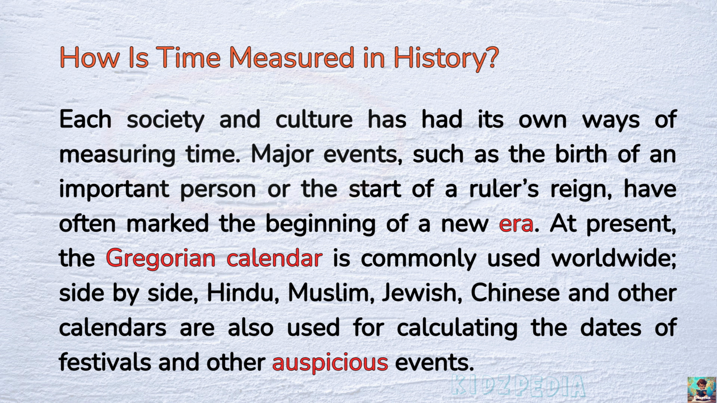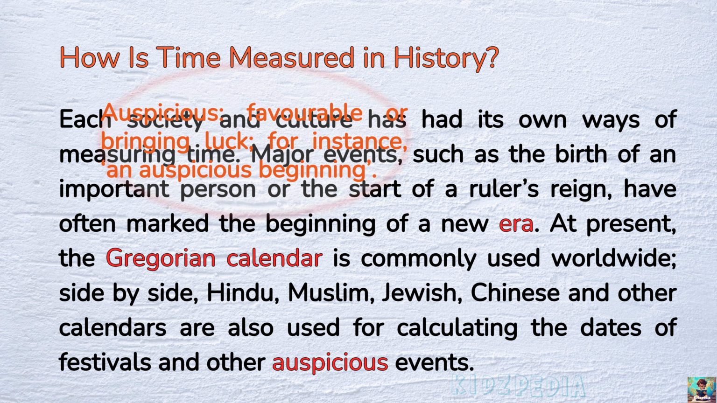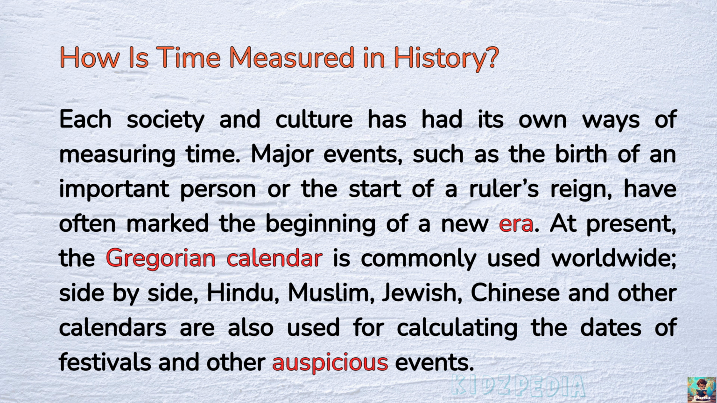Next word is auspicious. Auspicious: favorable or bringing luck, for instance, an auspicious beginning. So, auspicious means something that is lucky or good and brings success, happiness.